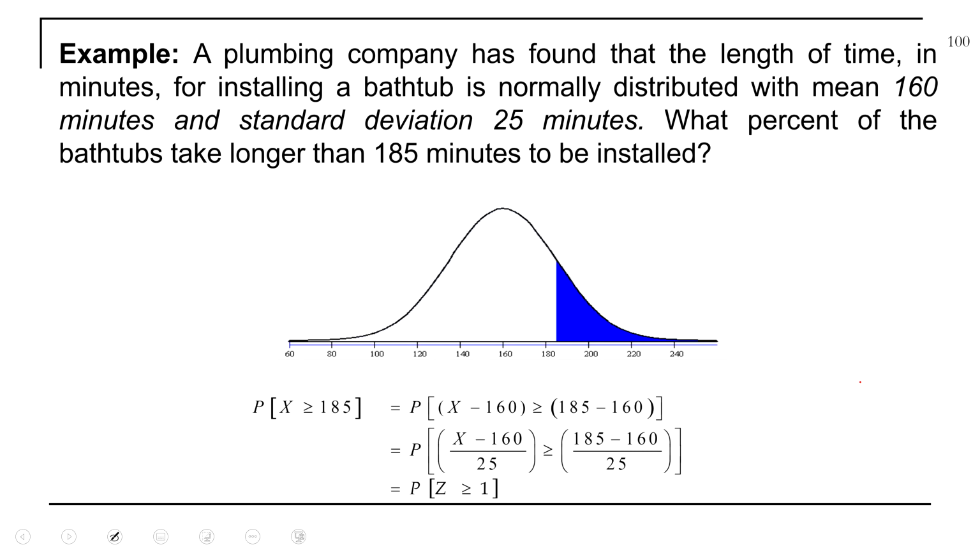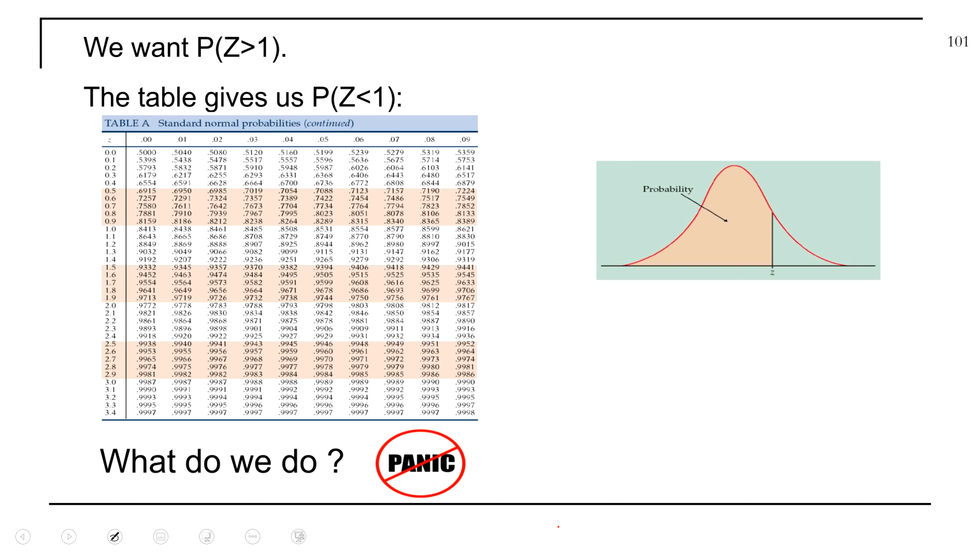So as an example, a plumbing company has found that the length of time in minutes for installing a bathtub is normally distributed with a mean of 160 minutes and standard deviation of 25 minutes. What percent of the bathtubs take longer than 185 minutes to be installed? We have a question about x, we use the z-score, and it becomes a question about z. Now the table gives us the area to the left of z.